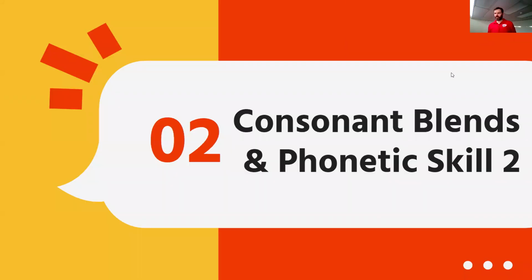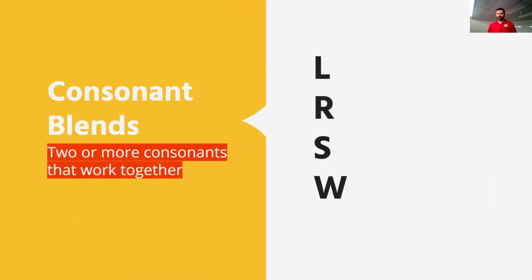The goal of this presentation is to introduce the idea of consonant blends and to explain how phonetic skill number 2 works. So a consonant blend is 2 or more consonants that work together to make sounds. And in English, let's first talk about 4 different types of consonant blends: R and L blends, S blends, and W blends.